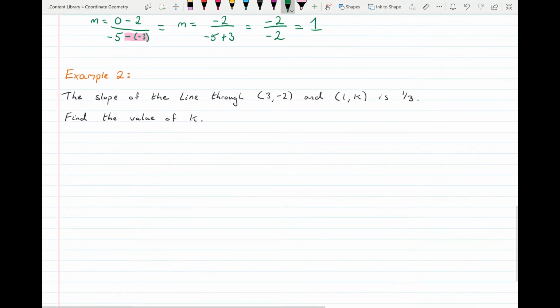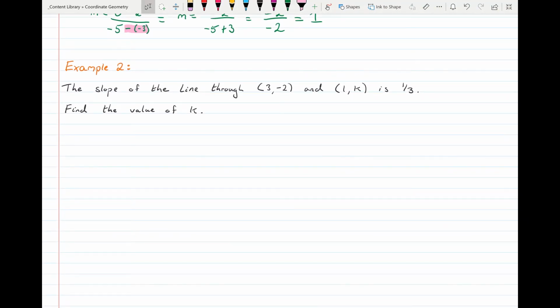And then one last example: the slope of a line through (3, minus 2) and (1, k) is 1 over 3. Find the value of k. So here we know one of the points, we know the slope that we should get at the end, but we don't know the second point. And we need to find out that value.